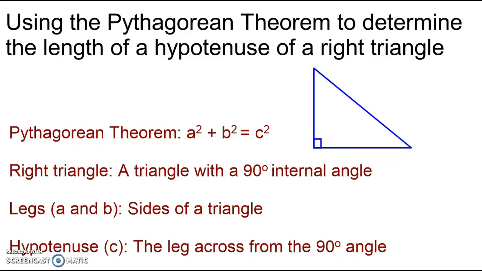Legs are the sides of a triangle, and these are the adjacent sides around the 90-degree angle. So this here is A, and this here is B. These are the adjacent legs to the 90-degree angle. And the hypotenuse is C, and that is the side across from the 90-degree angle. So if we see this 90-degree angle and we go across from it, that's going to be our hypotenuse, which is always C.